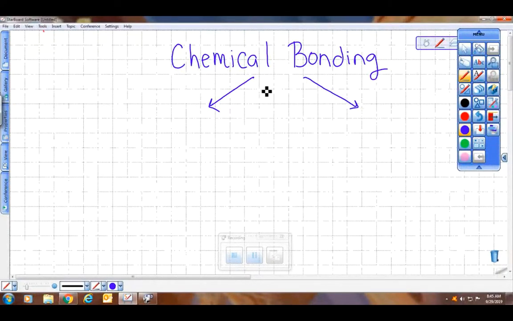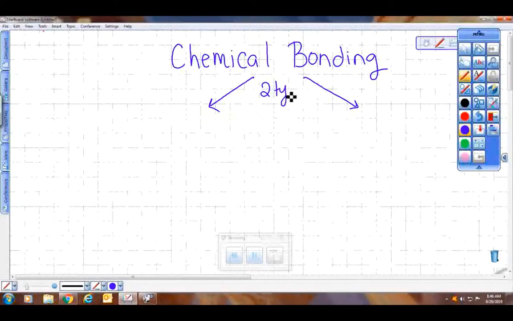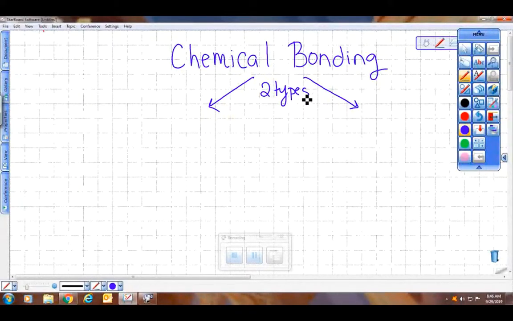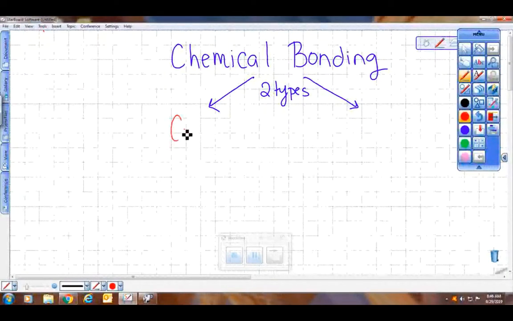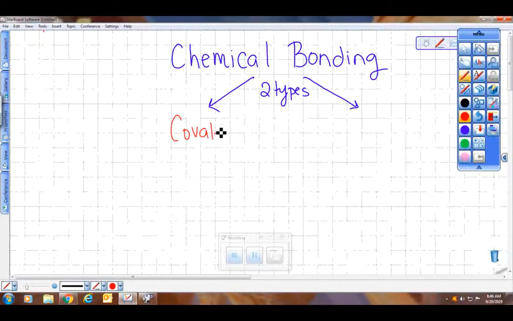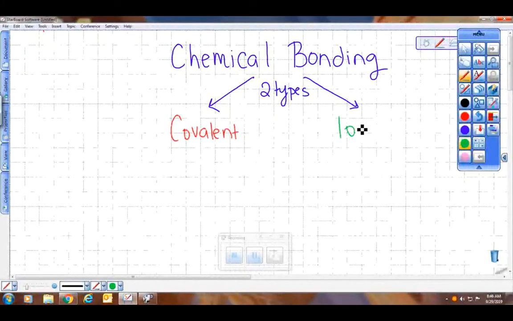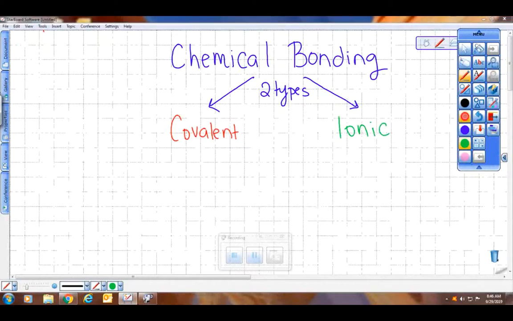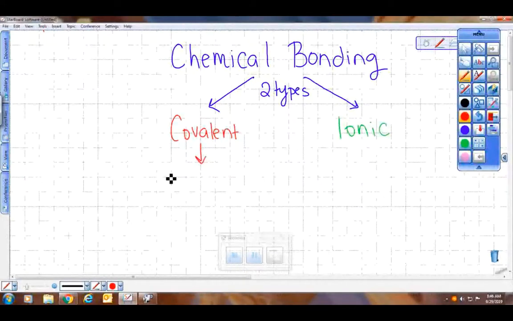There are many kinds of chemical bonding, but today we're going to be talking about two different types, and these are covalent and ionic. We also are going to be talking about hydrogen bonds, but not today. So just keep in mind that covalent and ionic bonding are not the only type of chemical bonding that exists.